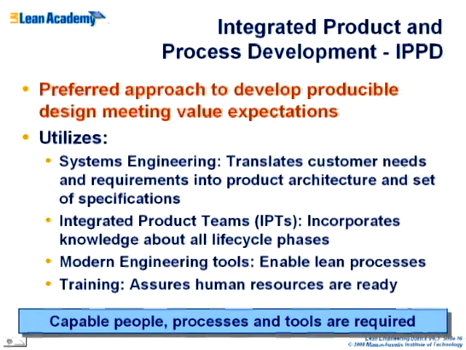One of the best practices for achieving the engineering result that you want is to use integrated product and process development. It's a concept that utilizes a couple of elements. First, the principles of systems engineering to translate your customer needs into a product architecture and a set of specifications. Using integrated product teams so that you can bring knowledge from all the different lifecycle parts into your engineering activity. Remember we talked about the cost committed early on in the engineering activity and the uncertainty of knowledge.